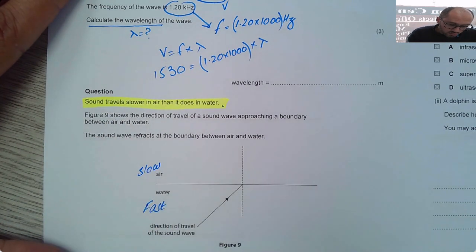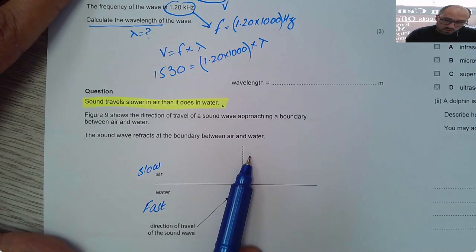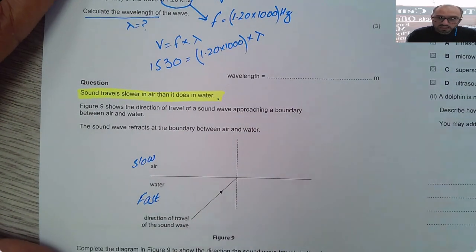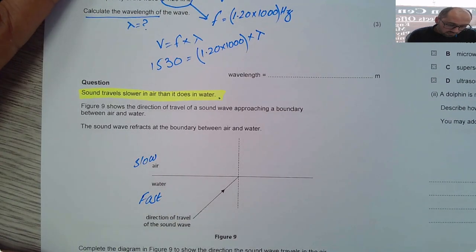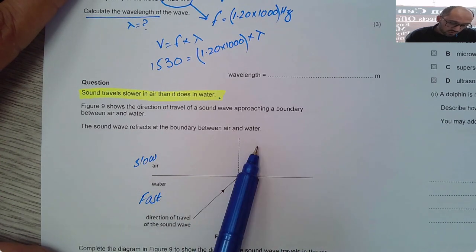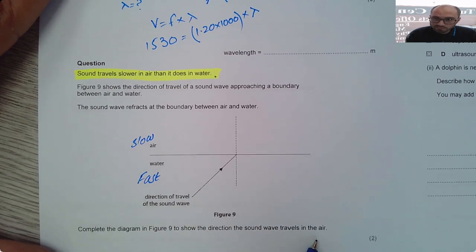It says figure 9 shows the direction of travel of a sound wave approaching a boundary. So we know every time sound approaches a boundary, what will happen? It can enter into new material. It can also reflect, and it can also get absorbed. Okay, so 3 things can happen. It says sound wave refracts at the boundary between air and water. This means it will enter into new material. Complete the diagram in figure 9 to show the direction the sound wave travels in the air.